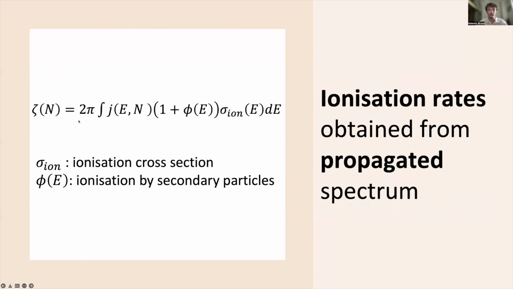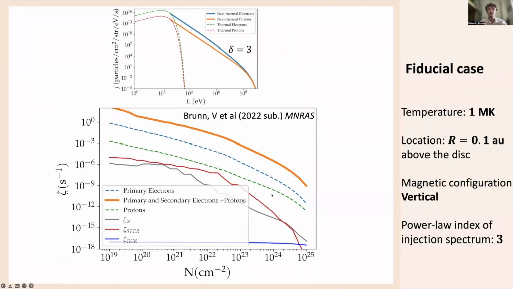To calculate the ionization rates, we integrate the product of the propagated flux and the ionization cross-section over all energies. The phi term here is used to account for ionization by secondary particles. I will finish by showing you the most important results of our paper.